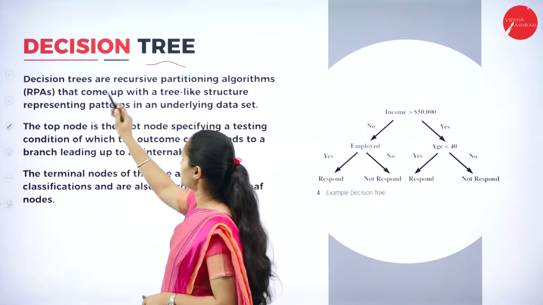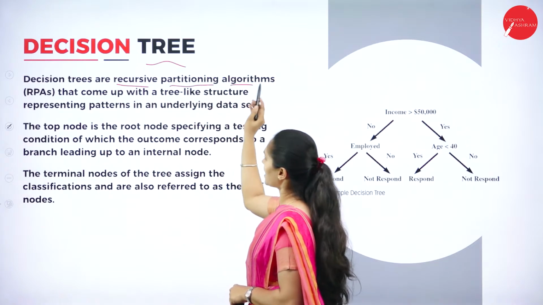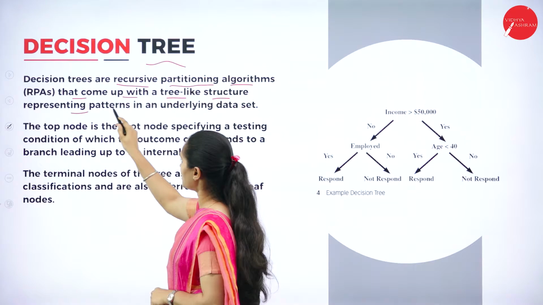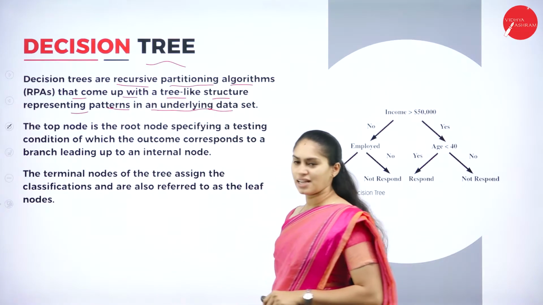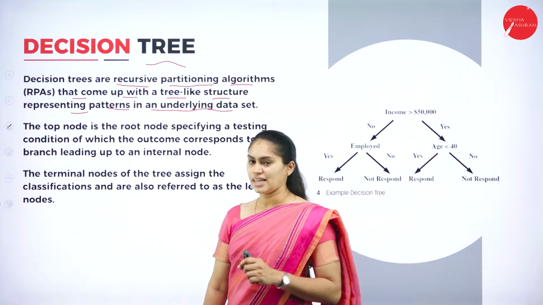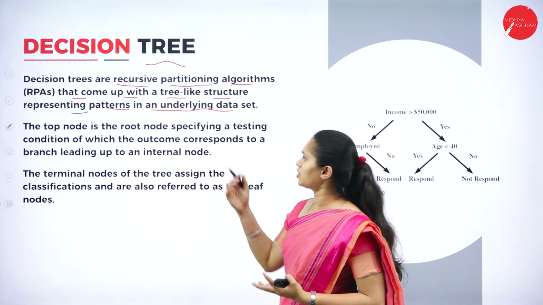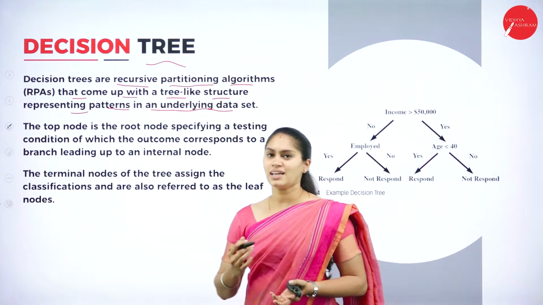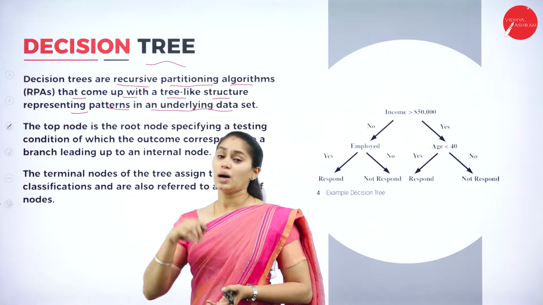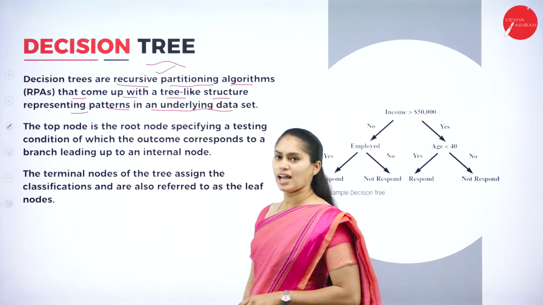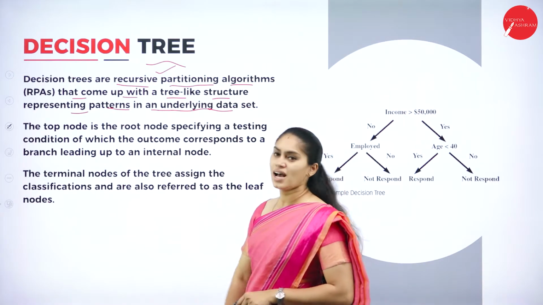Here, decision trees are recursive partitioning algorithms that come up with a tree-like structure representing a pattern in an underlying data set. So in a decision tree, the way the variables are distributed is like a tree structure. It is an upside-down tree, or I can say a recursive partitioning algorithm. In short, it is termed RPA.